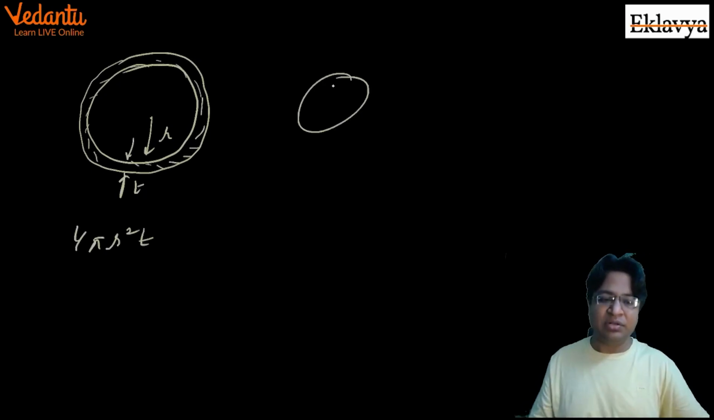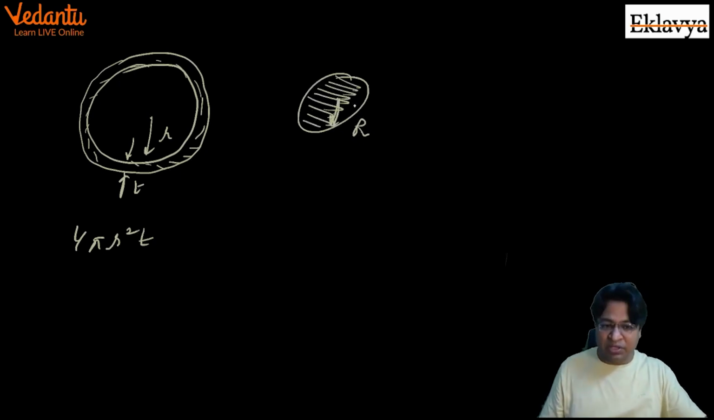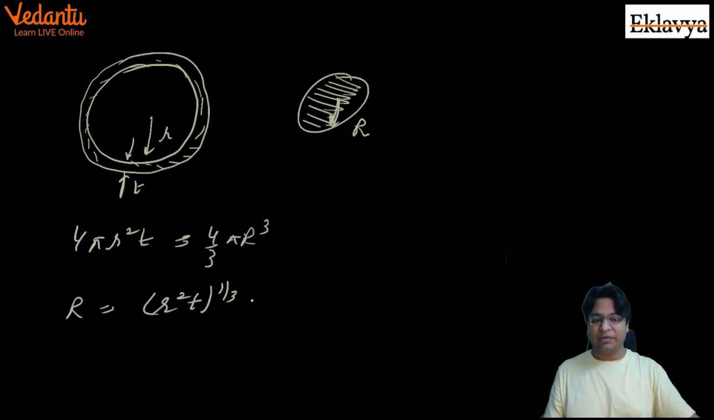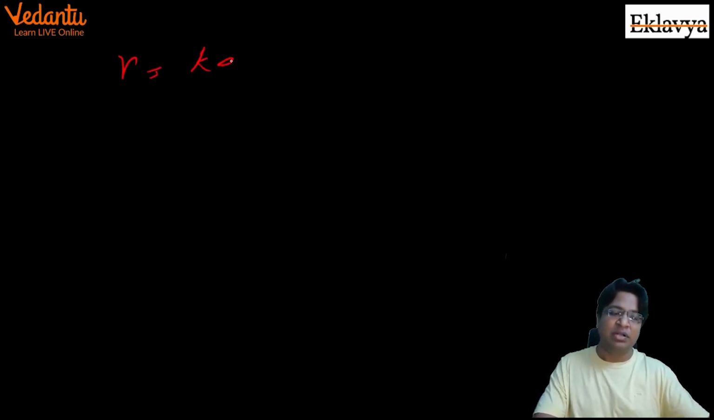Now this bubble condenses into a droplet of radius capital R. So the volume of the liquid in this drop is 4 by 3 pi R cube. So capital R is actually r square T raised to power 1 by 3. This is what we found. Now, there was some charge present here, let it be Q. Because of that, the potential of the bubble was kQ by small r.